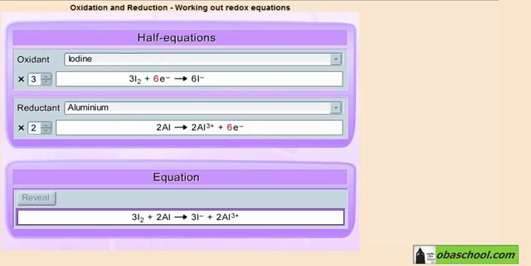So it's not always the case that we will multiply only one half equation. We can also multiply the two equations to be able to add them up.